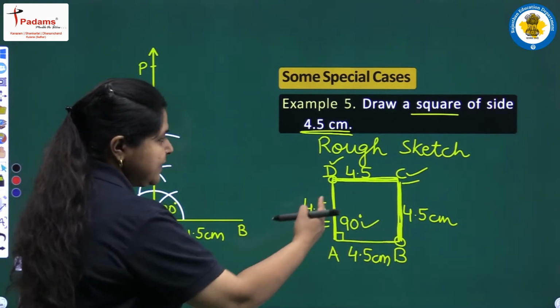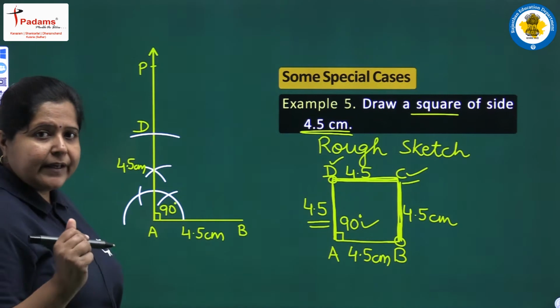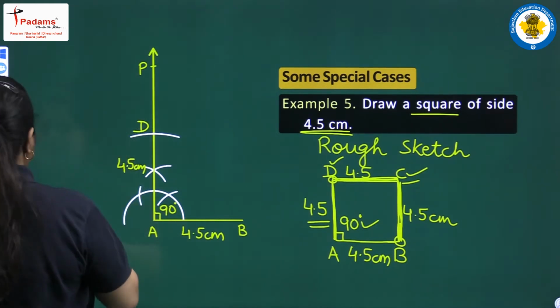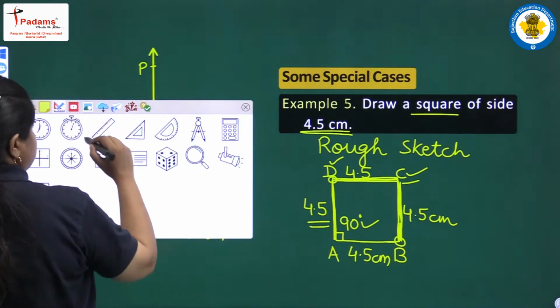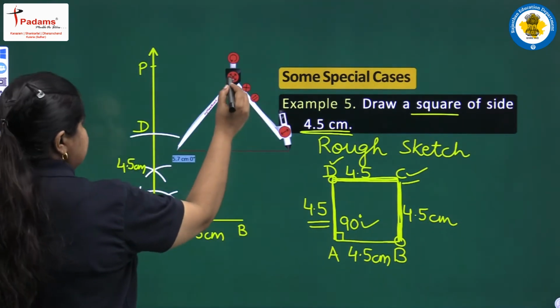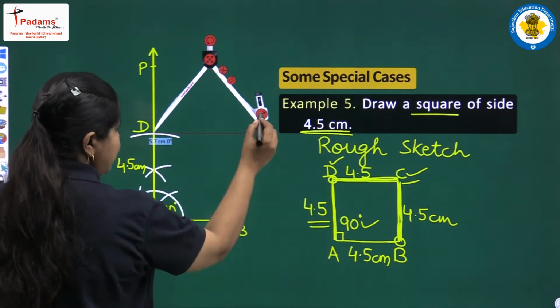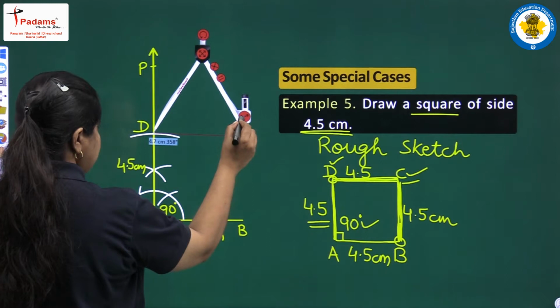So I am following this second way. You can do any way you want. So again we will need the compass, keeping the pointed end at D first, and the radius should be 4.5, so we reduce it to 4.5.